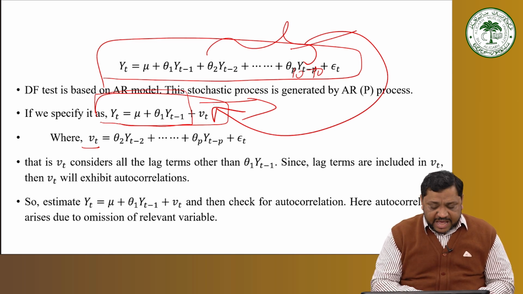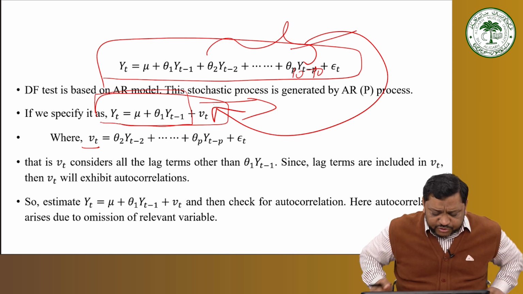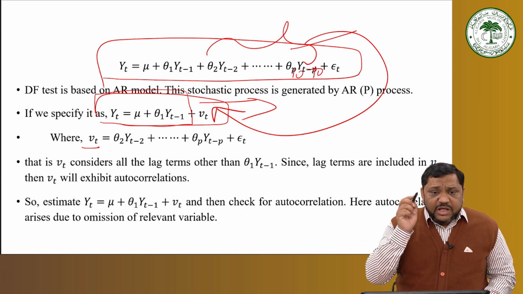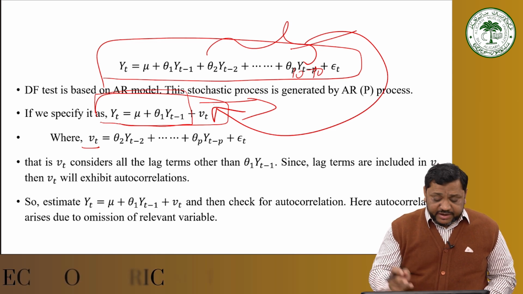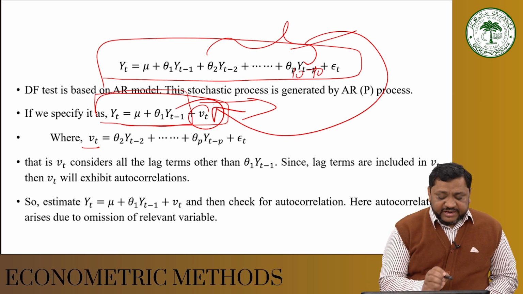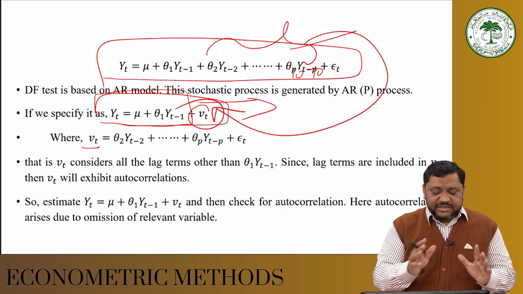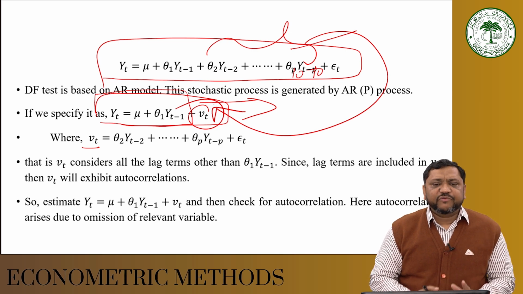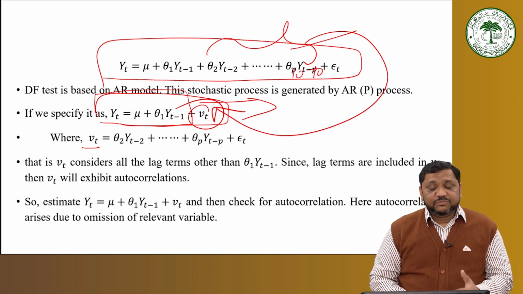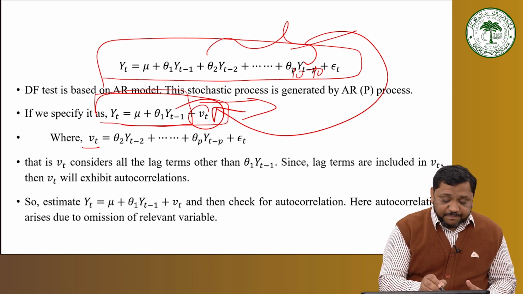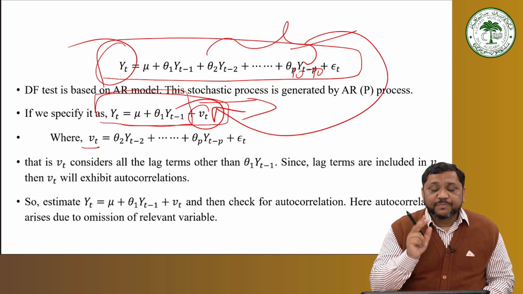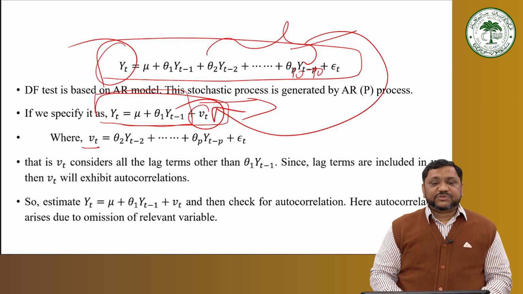If we should have taken 2 lags but we have taken only 1 lag, the impact of theta 2 yt minus 2 will sit in the error term Vt. So Vt considers all the lag terms other than those included in the model, that is theta 1 yt minus 1. And since these lag terms, which are supposed to impact the dependent variable, are present in the error term, the error term will not be independent of its subsequent values.